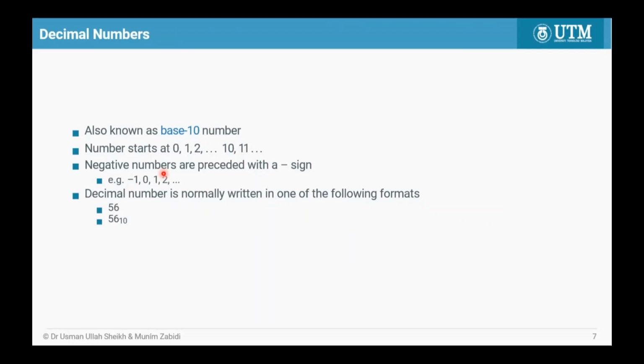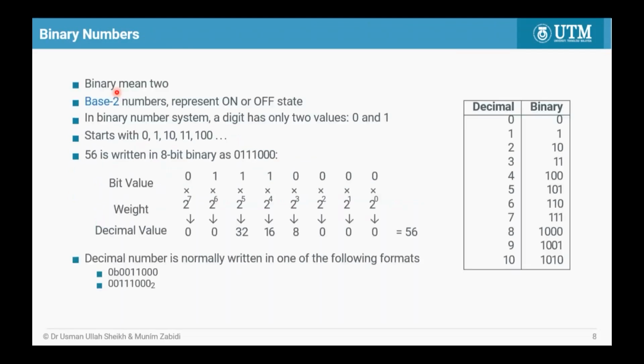The decimal number is normally written in one of the following formats. Every time you see 56, you know that this is a decimal number, or sometimes we write something like this, 56 base 10. So this belongs to decimal numbers. This is not a problem, because we always use it in our daily life. Then moving to the next slide.